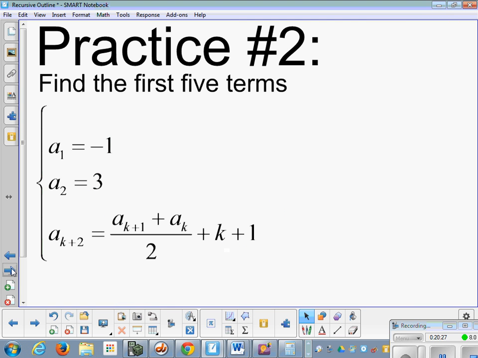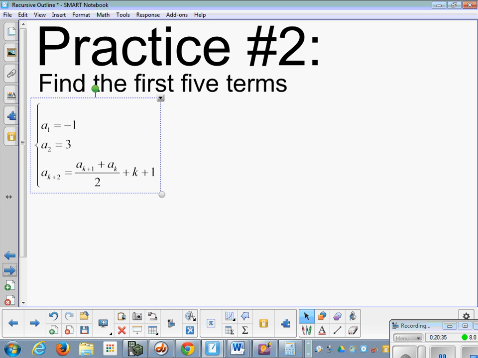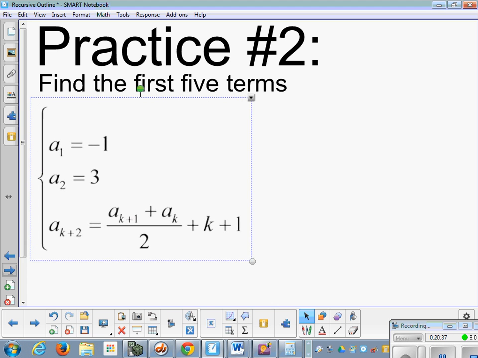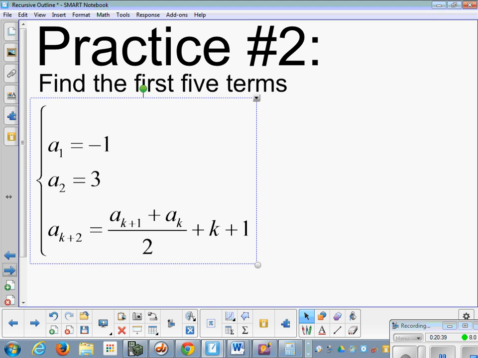All right, practice number 2. Find the first 5 terms. Holy cow, this is 2, 1. I got all sorts of stuff going on here. This is non-homogeneous because it has a K, and it's second order because it goes back 2. This is a non-homogeneous second order recurrence relation. Yowza. Hopefully we won't have too many of these on the test. Maybe 1 or 2.